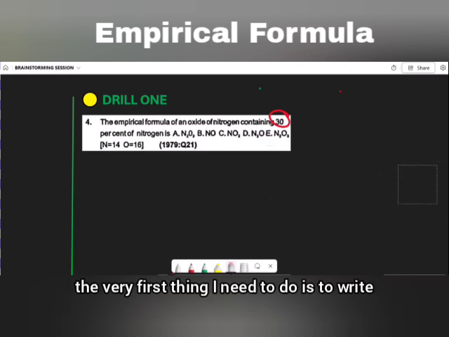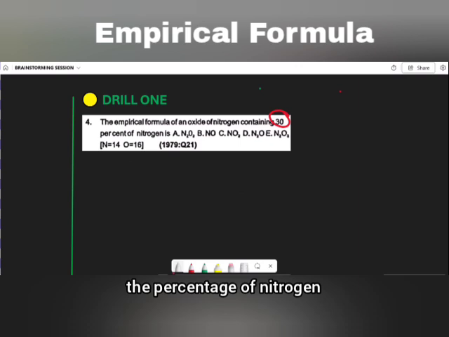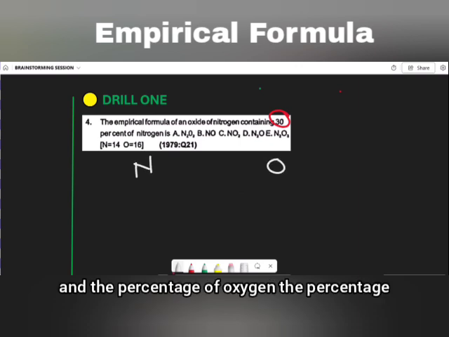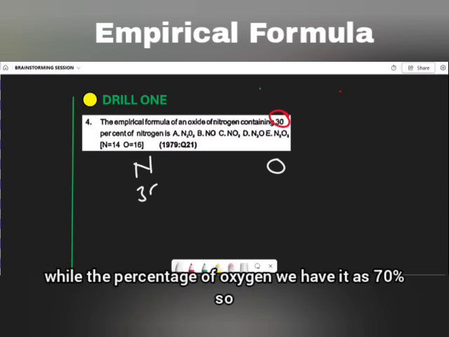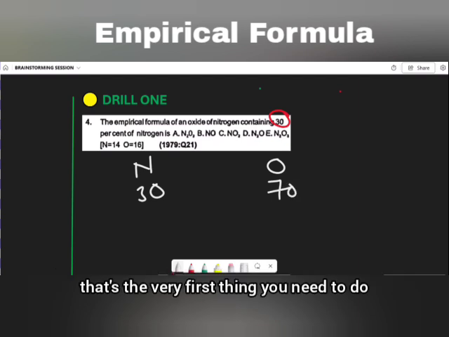The very first thing I need to do is to write the percentage of nitrogen and the percentage of oxygen. The percentage of nitrogen is given as 30%, while the percentage of oxygen, we have it as 70%. So that's the very first thing you need to do.